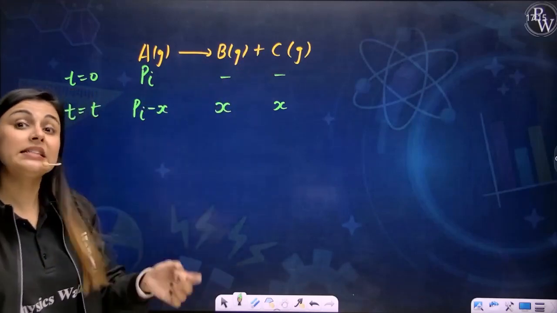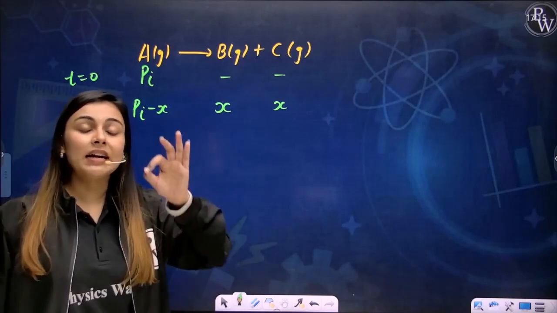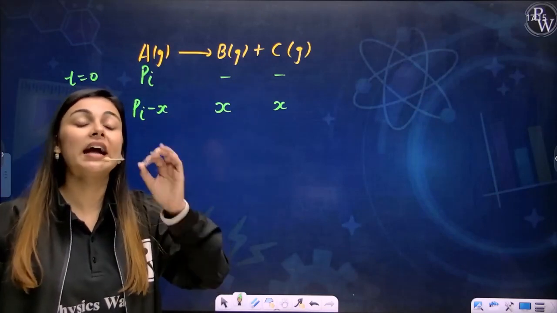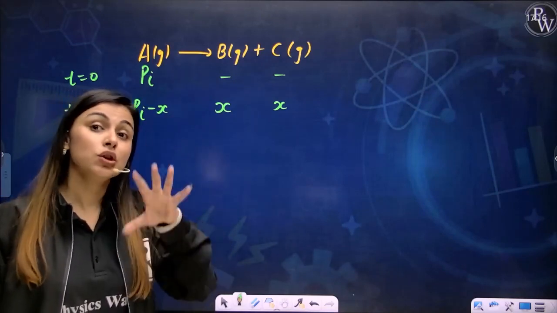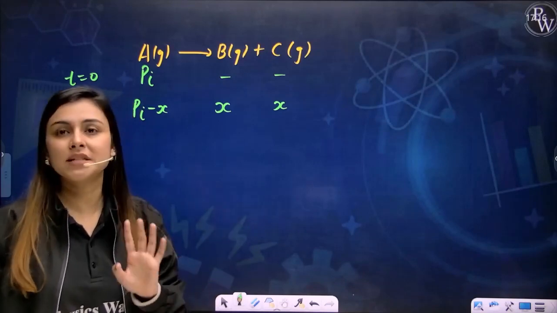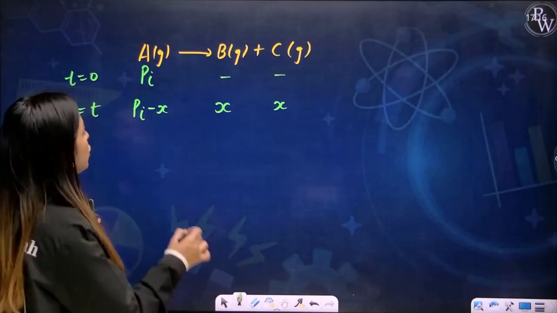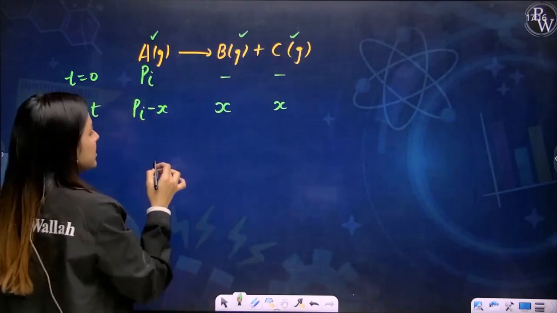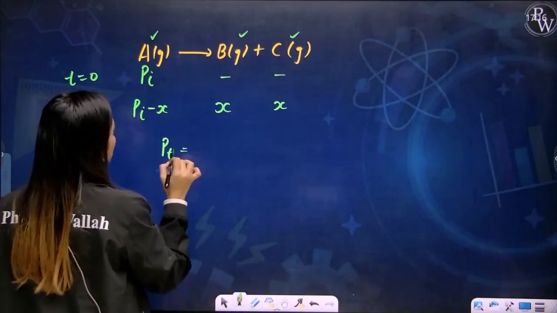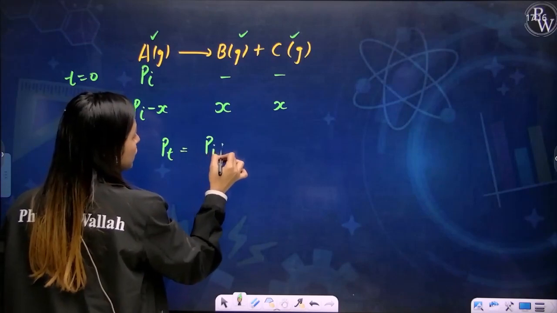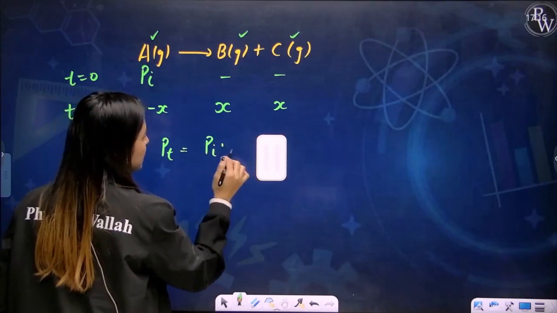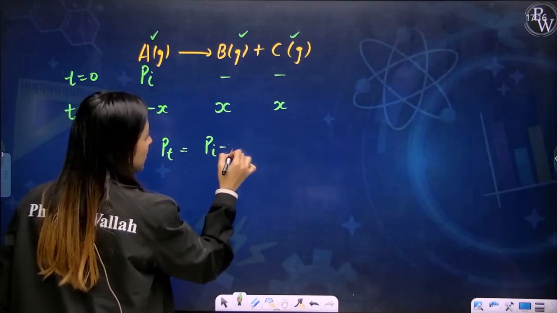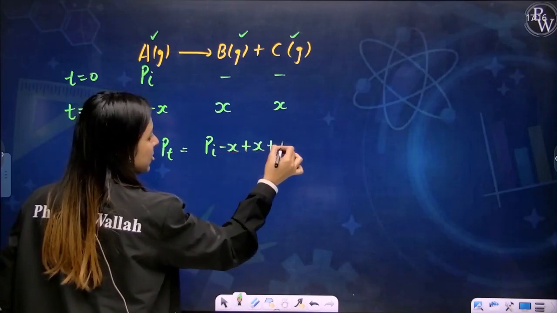It is given to you that at time t, my dear students, the total pressure in the container is PT. Yes. Since the total pressure will be because of this gas and this gas, can I say that PT would be equal to the partial pressure of the first gas, which is P initial minus x, plus x, plus x, my dear students?